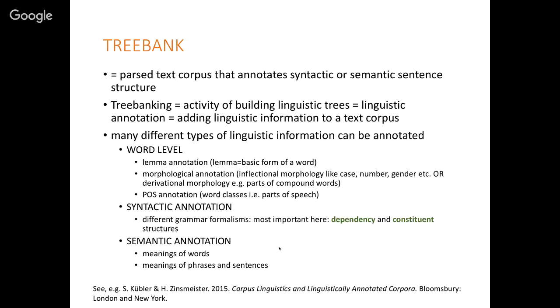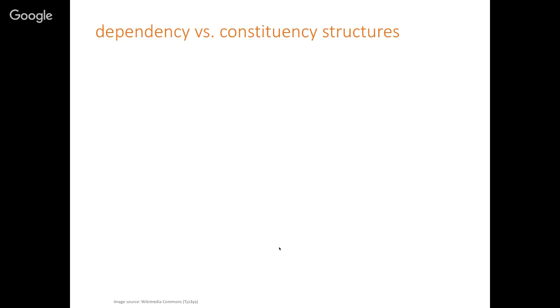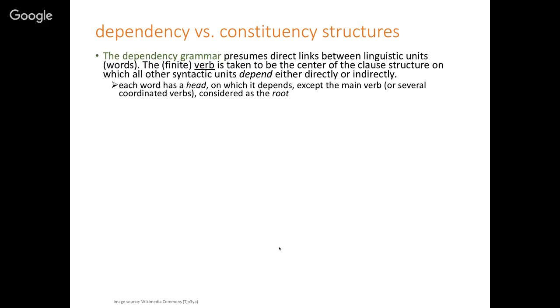So, one bibliographical note here, there's a quite recent good textbook on corpus linguistics and linguistically annotated corpora, which is quite clear. So if you want to know a bit more about tree banks in general. So about dependency and constituency structures. This is a very simplified version of this.